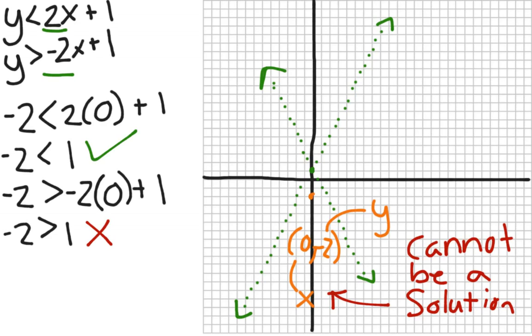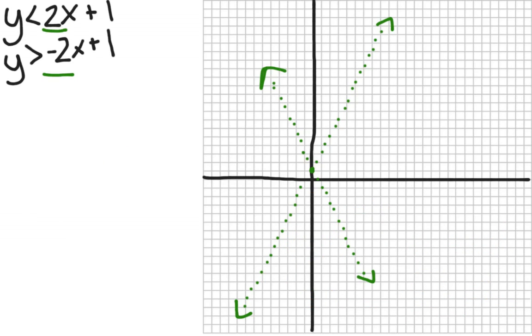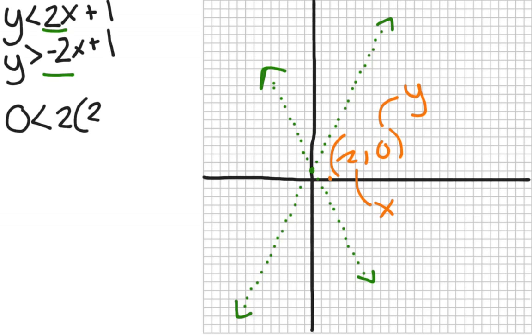And again, we're going to want to pick a point on one of the axes. I'm going to test the point right here. And that point is 2, 0. My x value is 2. My y value is 0. And I'll plug in those values to my inequalities just like I did before. And I have 0 is less than 2 times 2 plus 1. 2 times 2 is 4, plus 1 is 5. So I have 0 is less than 5, which is true. Awesome. Works for our first inequality.